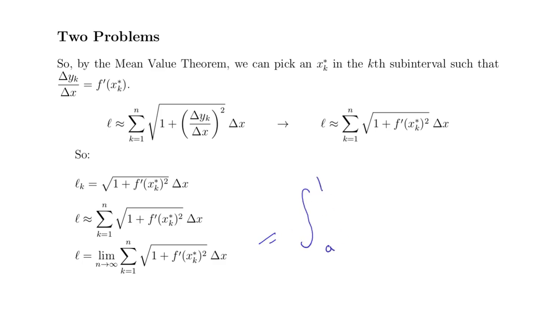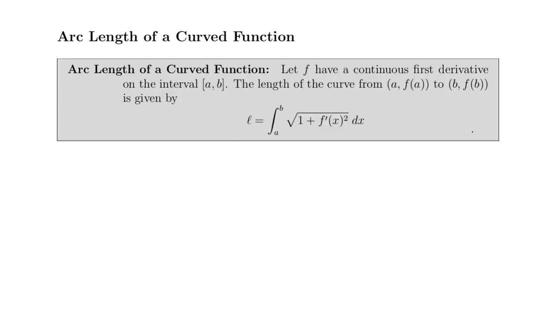from a to b of the square root of 1 plus f prime of x. Remember, our x sub k stars just turn into x. Essentially, when all those subintervals get tiny, tiny, tiny in width, the point guaranteed to exist by the mean value theorem is the single x value in that subinterval, which is kind of a weird thing to think about. And then our delta x turns into a differential dx.